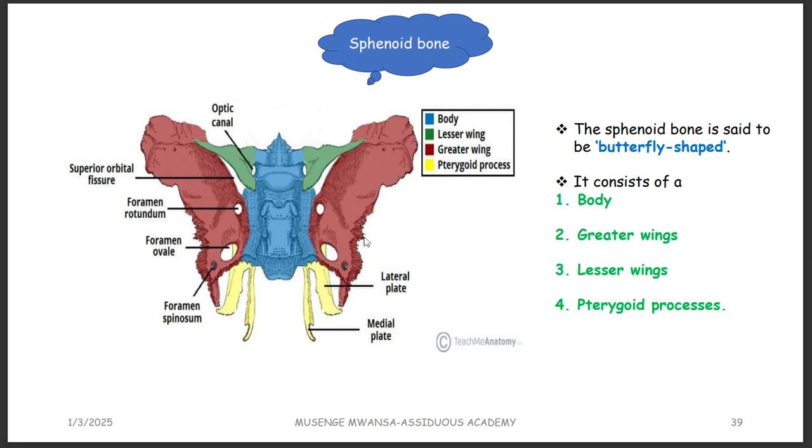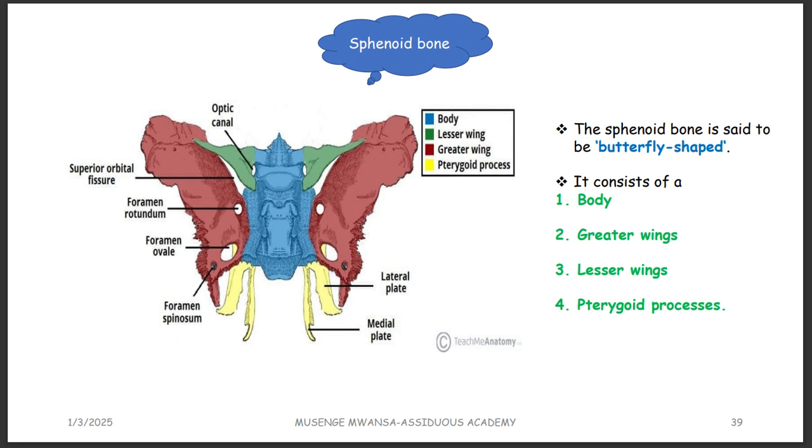And then it has the greater wings, just like a butterfly. It has greater wings and lesser wings. The greater wings are these that you can see here. The lesser wings are the ones that you can see in green. And then it has the pterygoid process. These are the ones that you can see here. For the pterygoid process, you have the lateral pterygoid plate and the medial pterygoid plate. The greater wing has openings.